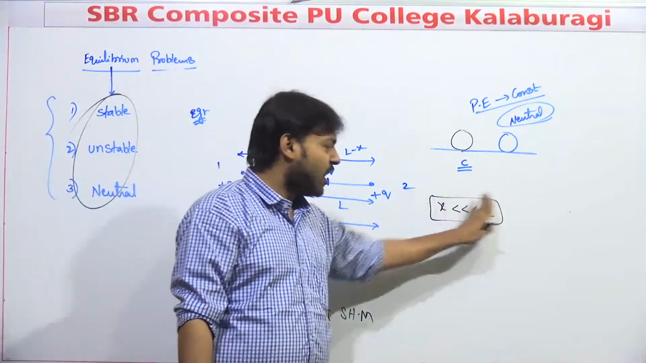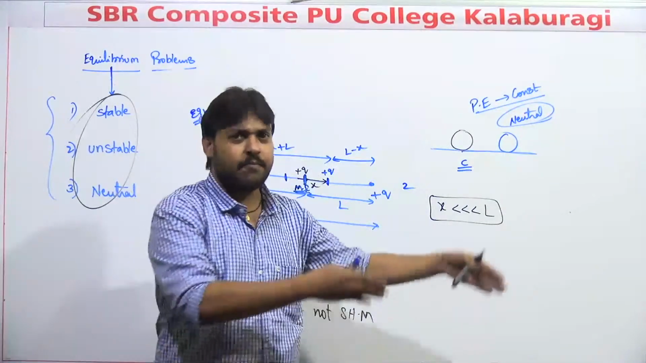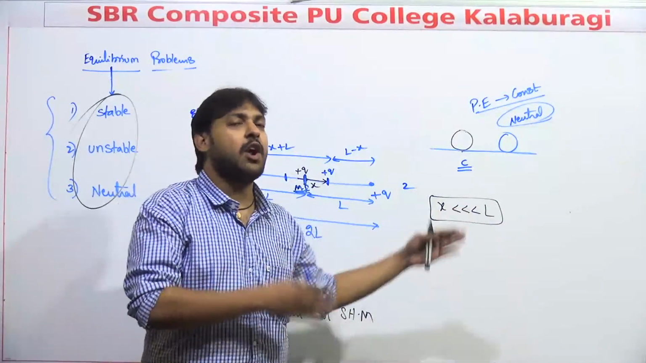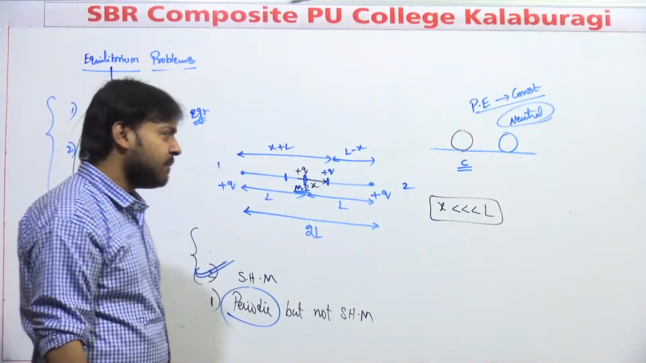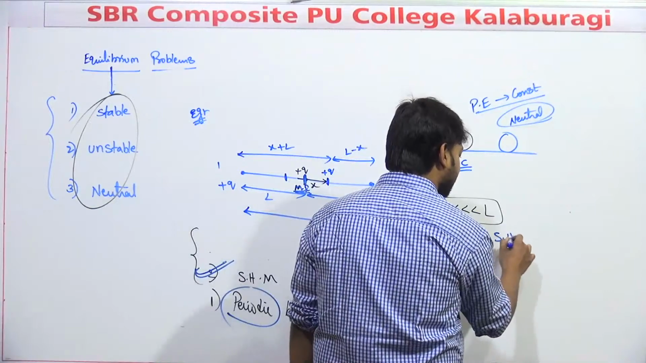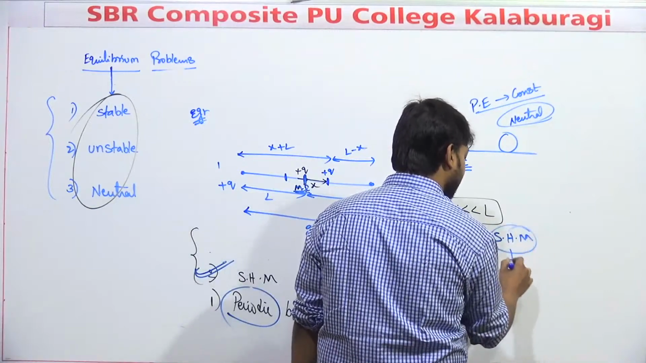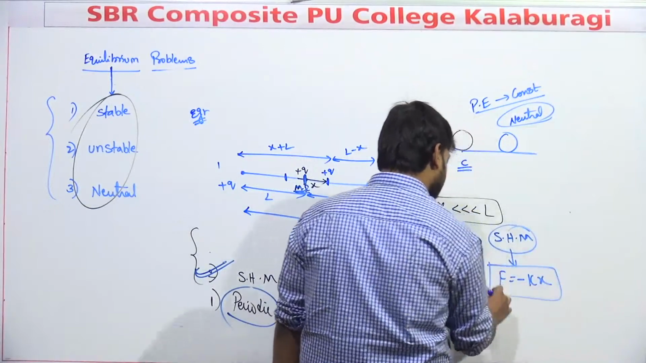If this condition is not there, some distance they moved and they left, then what will happen? It will be there. That we call periodic motion. That won't come under SHM. Why won't it come? If this condition is there, what is the SHM condition? Anyone? F equals minus k times x.